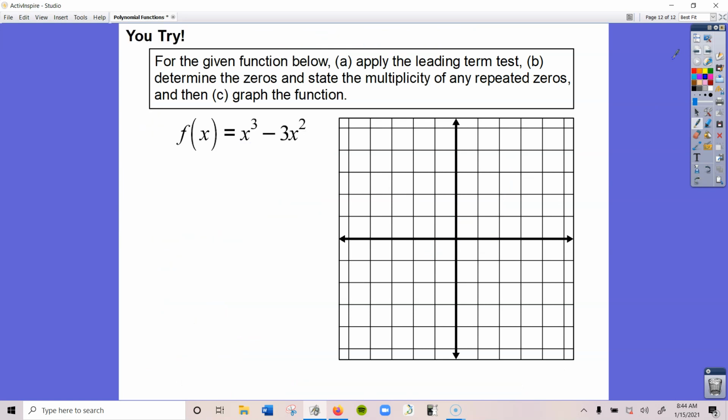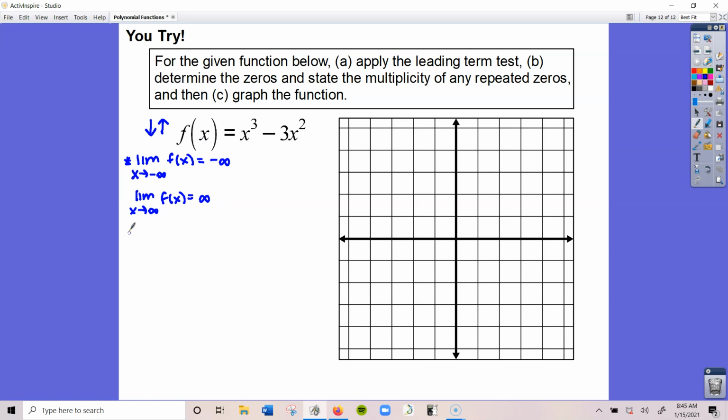Here we have f of x is equal to x to the third minus 3x squared. So first we're going to apply the leading term test. Here my leading coefficient is a positive number, so the right side will go up. And then my exponent is odd, so that means that the left side has to go in the opposite direction. So let's write our limit statements. The limit as x is approaching -infinity of f of x, that's the left side, it's going down. And the limit as x is approaching positive infinity, which is the right side, is positive infinity. So we have our end behavior done.